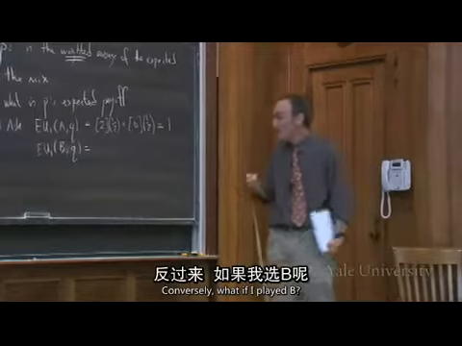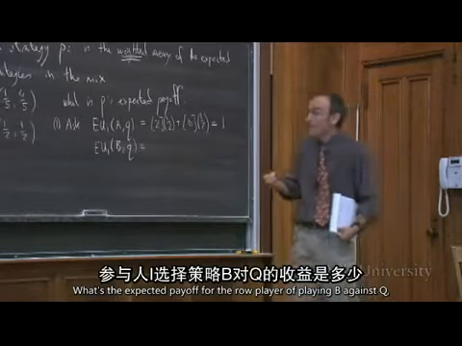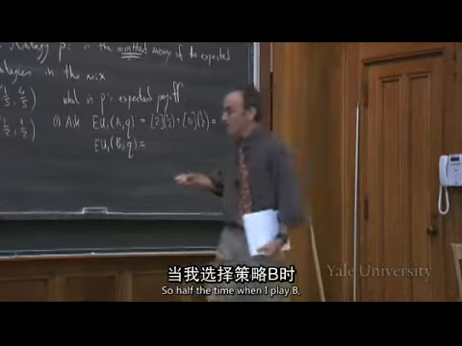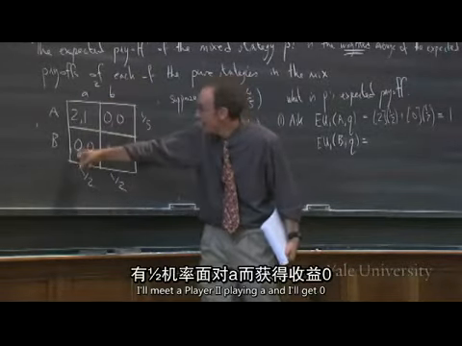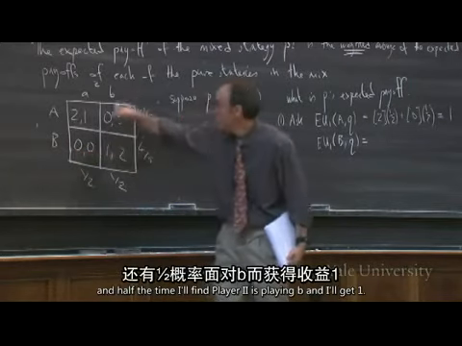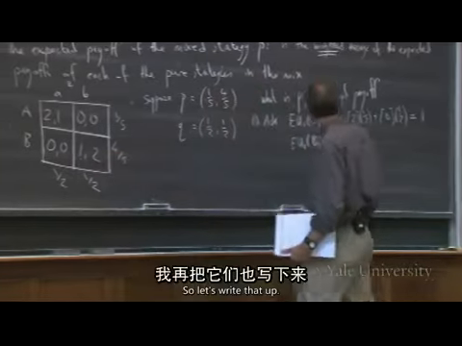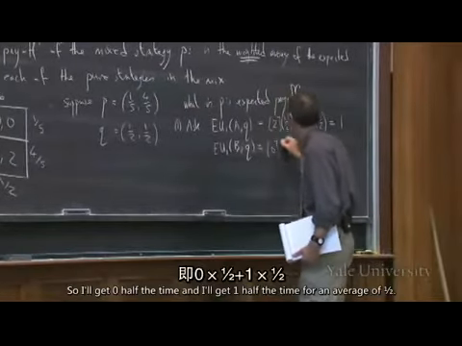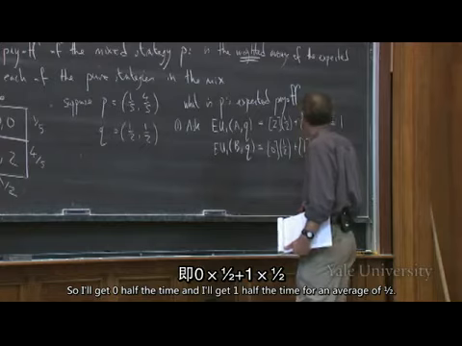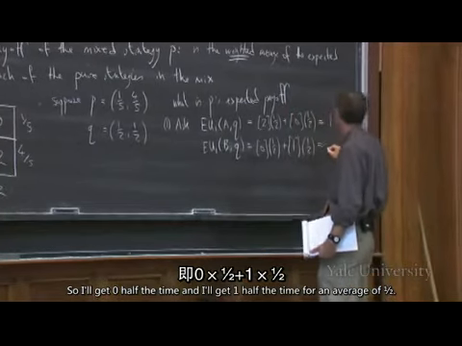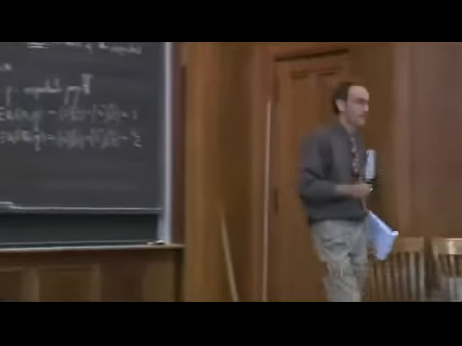Okay? Conversely, what if I played B? What's the expected payoff for the row player of playing B against Q, where Q is a half-half? So half the time when I play B, I'll meet a player 2 playing little a, and I'll get 0. And half the time I'll find player 2 is playing little b, and I'll get 1. All right, so let's write that up. So I'll get 0 half the time, and I'll get 1 half the time for an average of a half.